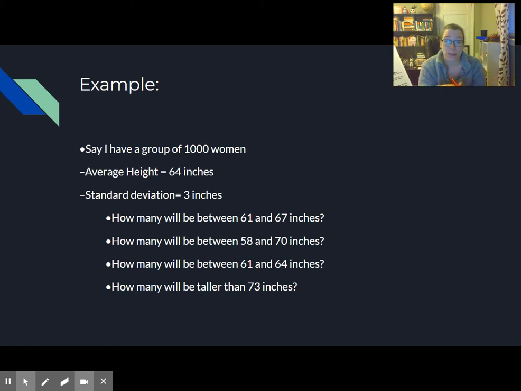And then how many people will be taller than 73 inches? 73 inches is now more than 3 standard deviations away from the mean, or like 3 standard deviations above.